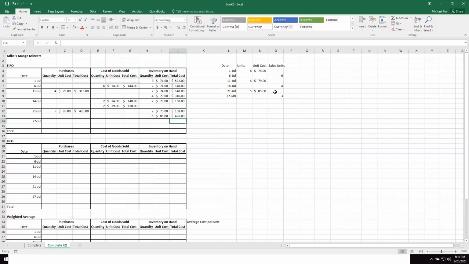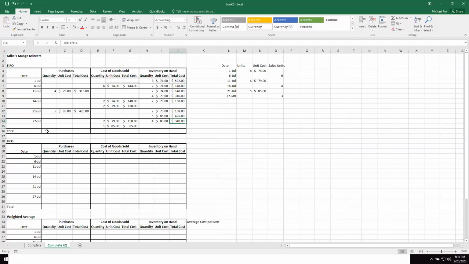Then on the 27th of July, I sell 3 more units. Which units? Well, it's the oldest ones. And so I actually only have 2 of the oldest ones, the $79 units, and then 1 of the $85 units. With first in, first out, right, because I'm selling the oldest ones first, and then whatever's left over. So I sold 3 total, and my remaining units in inventory then are going to be 4 of the $85 units.